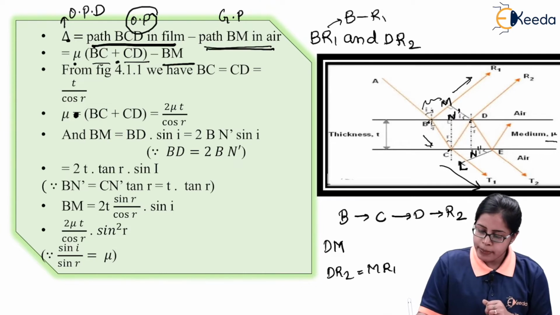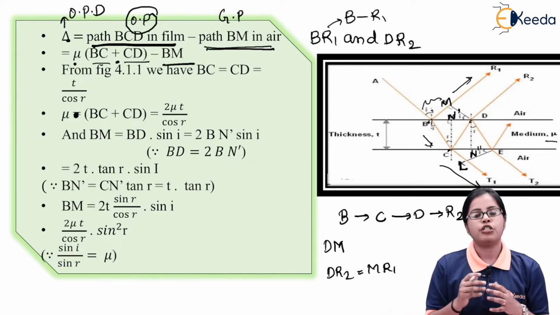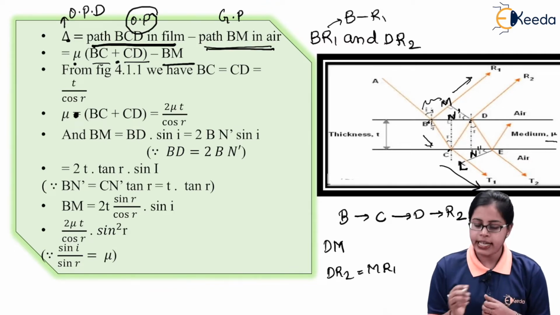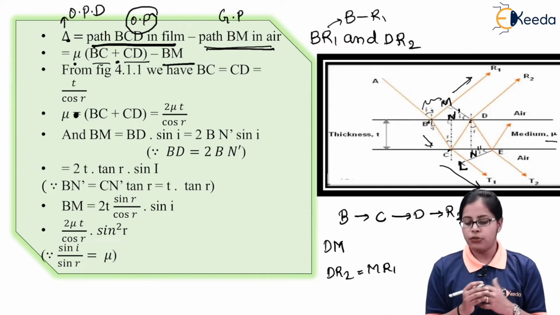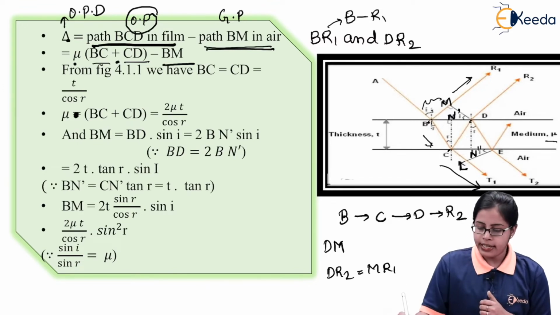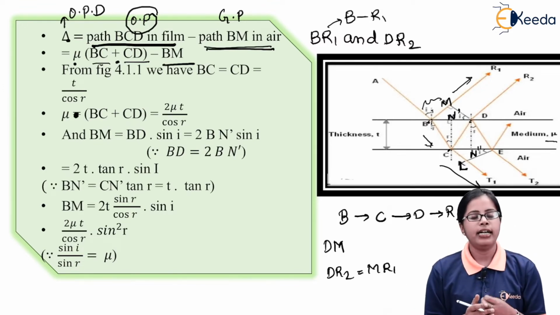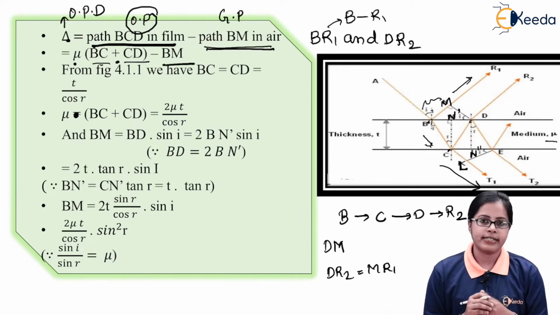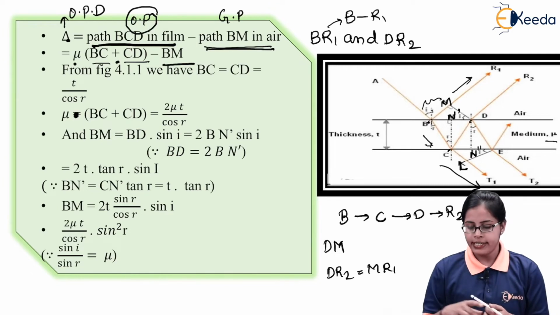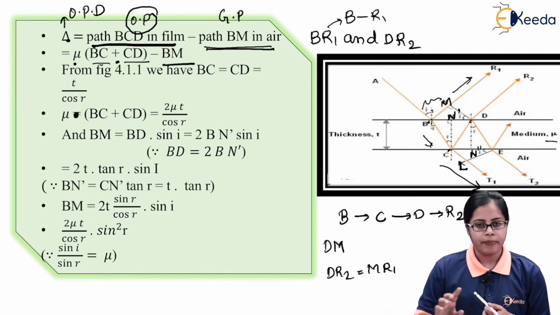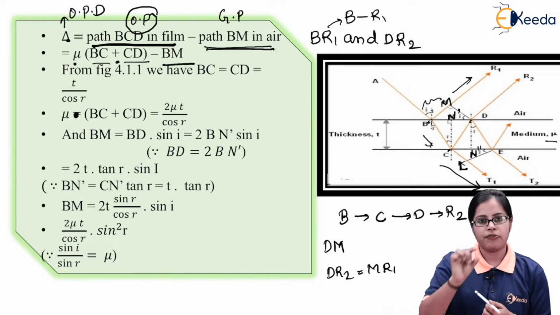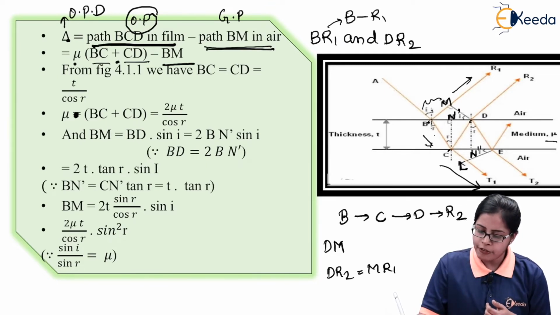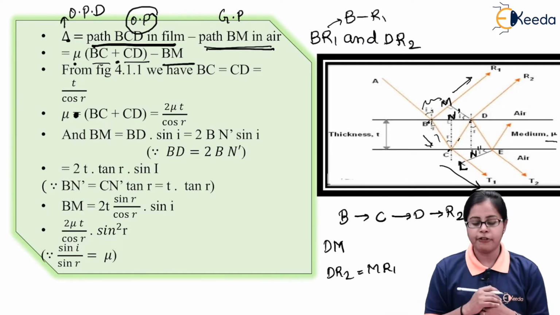So, as you can see, BC is the refracted ray, which is forming an angle R with the normal, that is, R is indicating the angle of refraction. So, we have two angles over here, that is, angle I and angle R. I indicates the angle of incidence and R indicates the angle of refraction. Next, when you say BCD, that is the path of the light in the film, we need to calculate what is the value of BC and what is the value of CD.